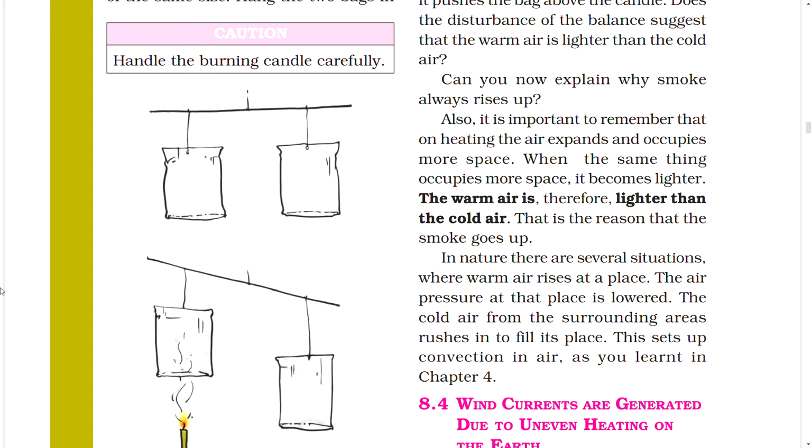In nature, there are several situations where warm air rises at a place. The air pressure at that place is lowered. The cold air from the surrounding areas rushes in to fill its place. This sets up convection in air, as you learnt in chapter 4.